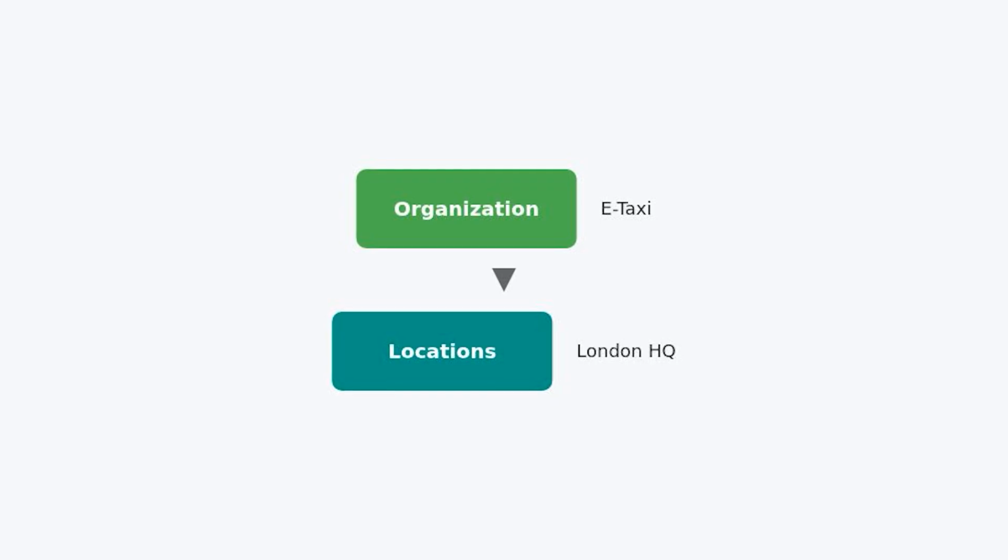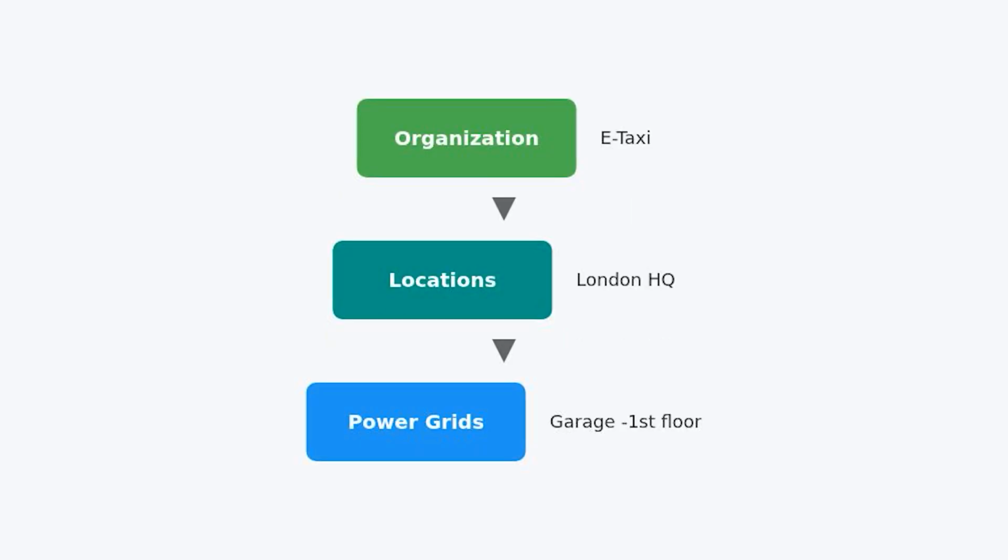Inside each location, you can define one or more power grids. Power grids provide an additional level of grouping and represent the electrical infrastructure supplying power to a set of chargers. This becomes particularly important when using load balancing features, as the available electrical capacity is often lower than the combined maximum charging power of all connected chargers.